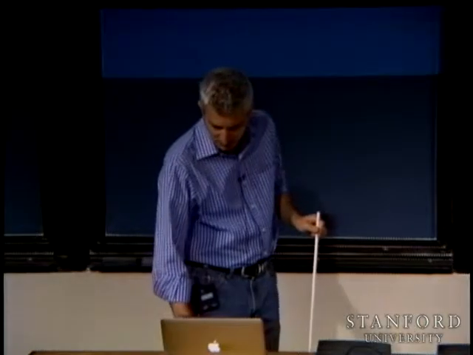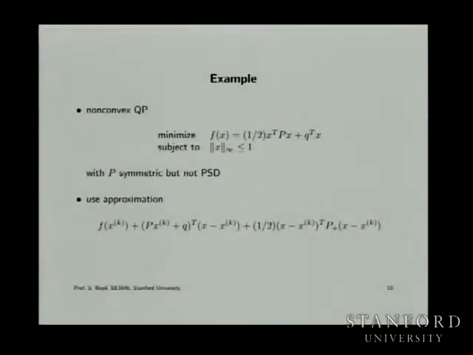Okay, so let's do an example. Our example is going to be a non-convex quadratic program. We're going to minimize this quadratic over the unit box. By the way, it's a famous NP-hard problem. Actually, I think this one's NP-complete. But anyway, it doesn't matter. It's a famous hard problem.